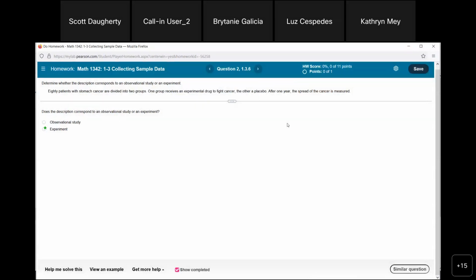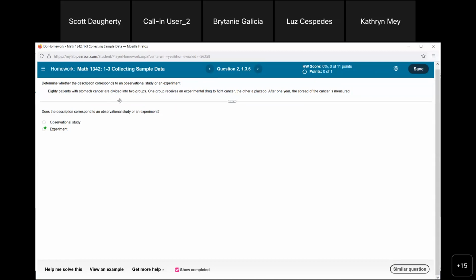Okay, whereas this one is actually an experiment, because what they did here is they took 80 patients with stomach cancer, they divided them into 2 groups, and they gave one group a particular drug, an experimental drug, to see if it's effective in fighting cancer. And the other was given a placebo. Now, a placebo is just a sugar pill.